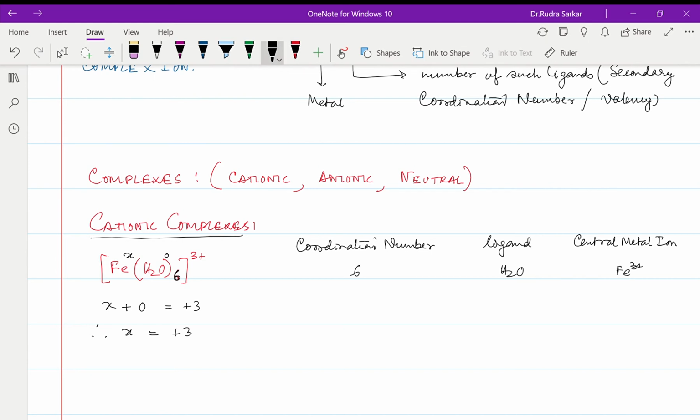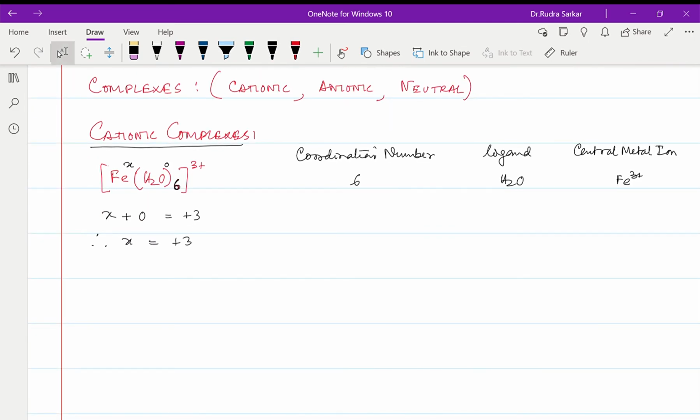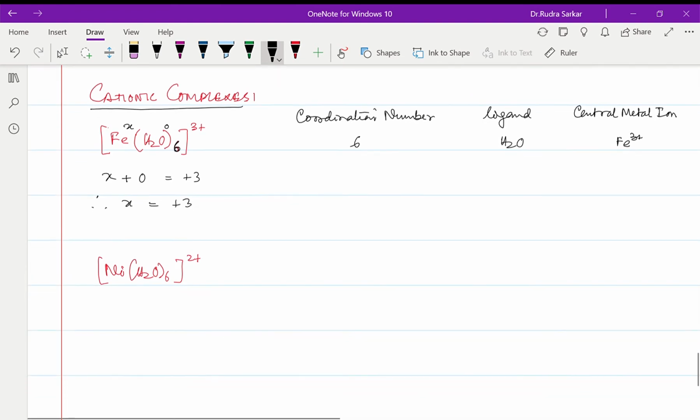Okay, let's consider this one now. I have given you over here [Ni(H2O)6] 2+. So what is the coordination number out here? Give it a try.